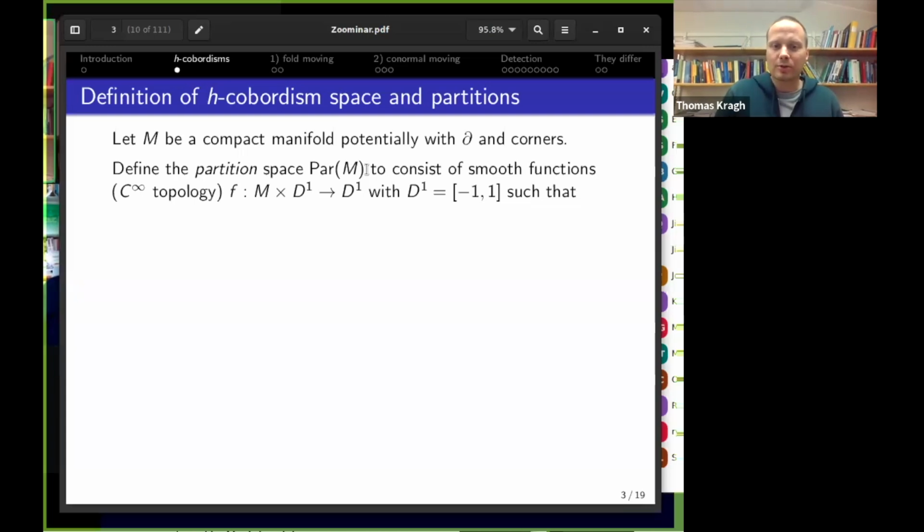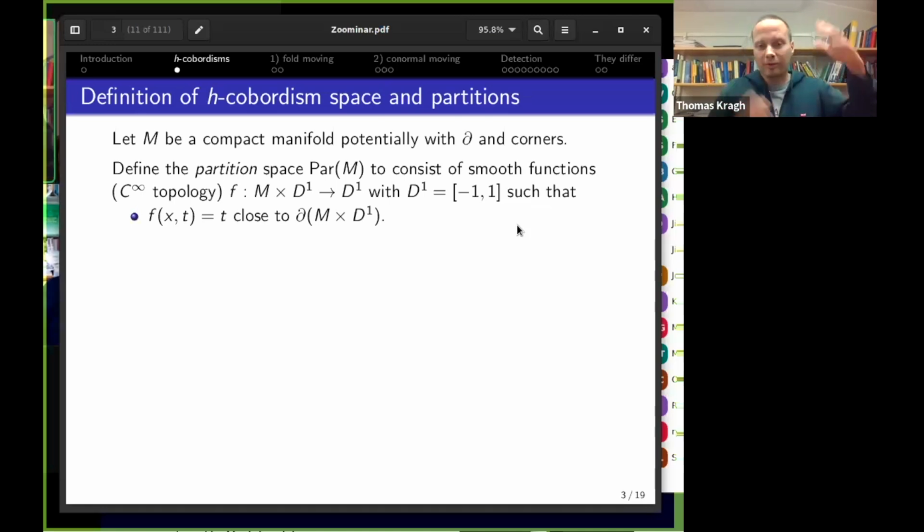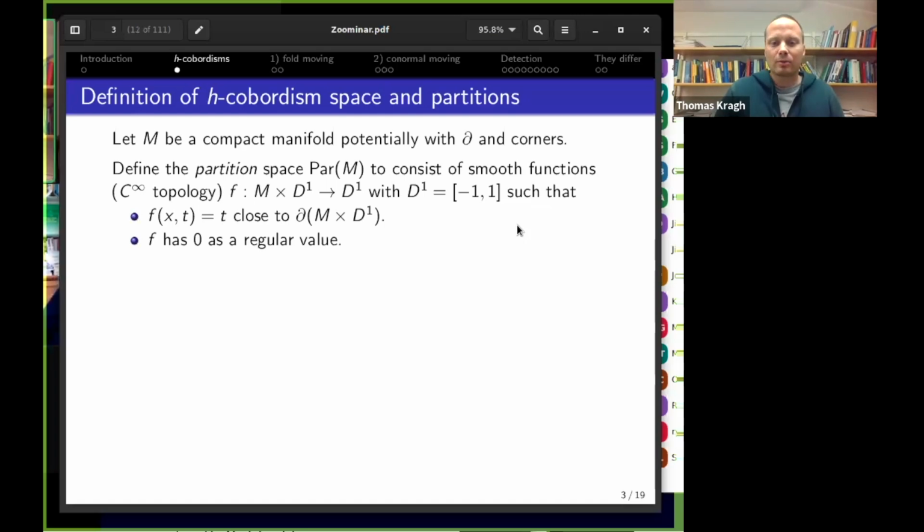So it's a space of smooth functions from M cross the unit one-dimensional disk, just the interval from -1 to 1, such that two conditions are satisfied. First of all, close to the boundary of both M and D, of course there are two pieces of the boundary, but anywhere close to any part of this boundary, it is just the projection to D. And 0 is a regular value. That's the only two conditions.